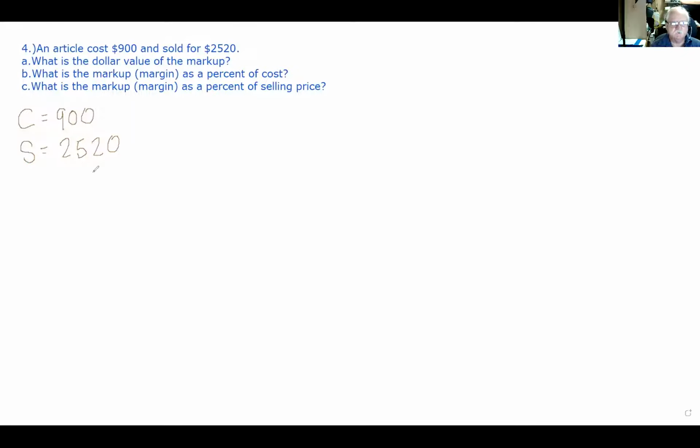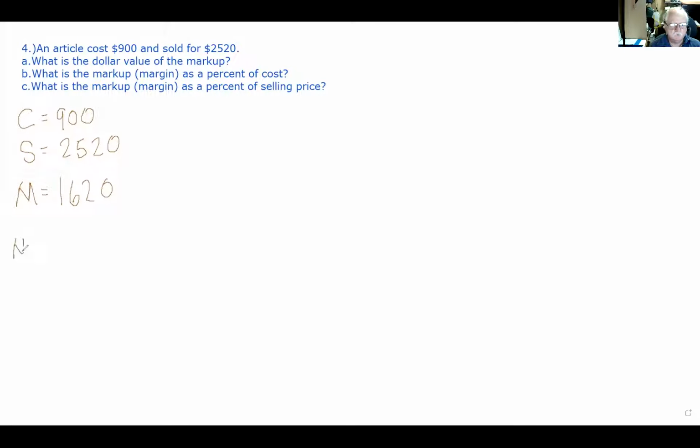So the dollar value of the markup, so I shouldn't call it D, M, equals 2520 minus 900, which is 1620. And then they want to know what is the markup as a percent of cost.